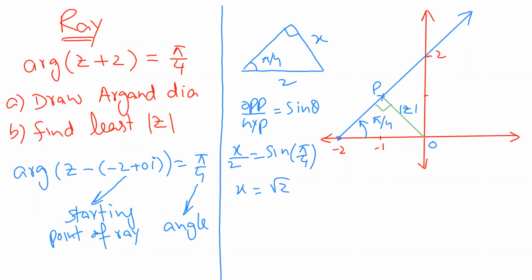Alhamdulillahi Rabbil Alameen. So the least modulus we are looking for is root 2 units, or 1.41, because it has a value. You can write any one. So the idea is very clear.